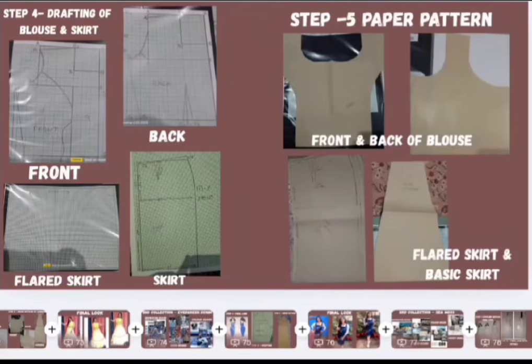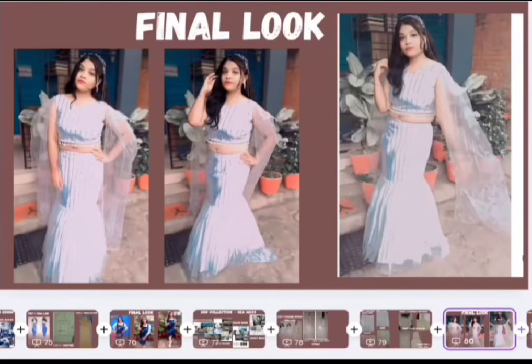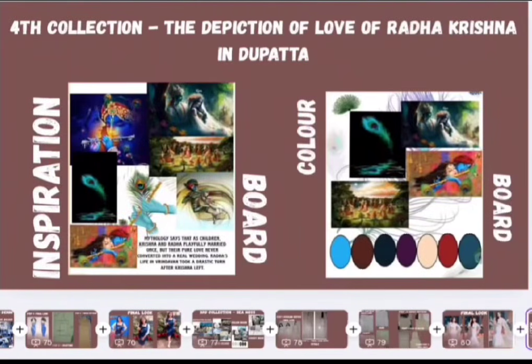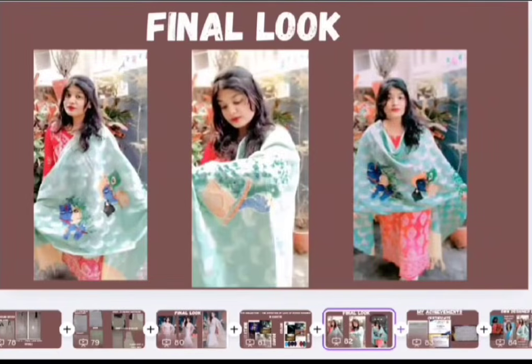Now, the paper pattern of front and back blouse and flared skirt and basic skirt. The final look of my mermaid look of CMOS. Here is the fourth collection, the depiction of love of Radha Krishna in dupatta with hand paint and hand embroidery.